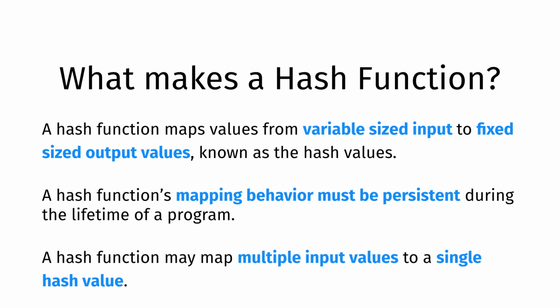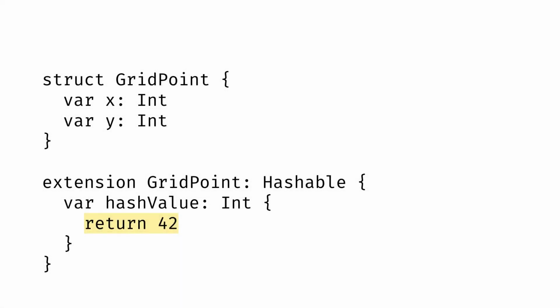And last but not least, it is generally allowed for multiple input values to result in the same output value, the same hash. This is called a collision. You should try to avoid these, but in general, you can't avoid it because the input set of values is possibly much bigger than the output set of values. So it's unavoidable, but you should try to avoid it, which plays a major role in deciding which hashing function to use. So based on these rules, a possible hashing implementation for GridPoint would be to just return 42. It's totally valid, but kind of useless. But you map from an arbitrary value to a fixed size, which is totally fine, and it's persistent because you're always returning the same value.